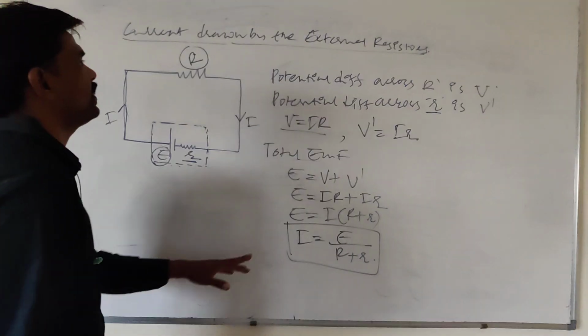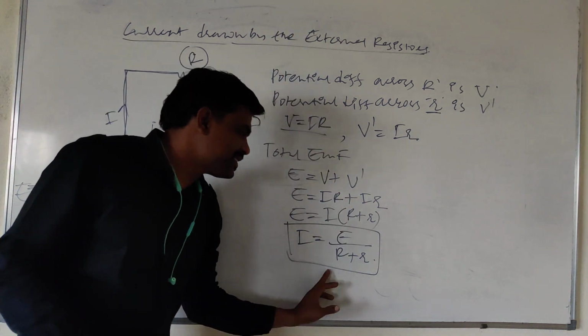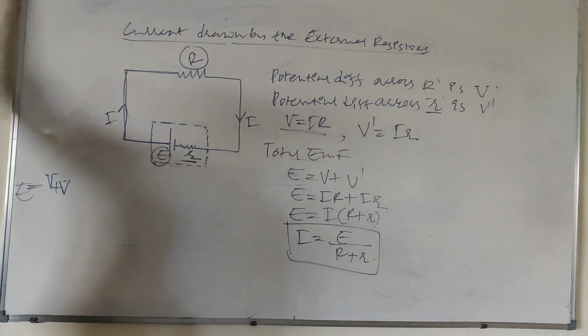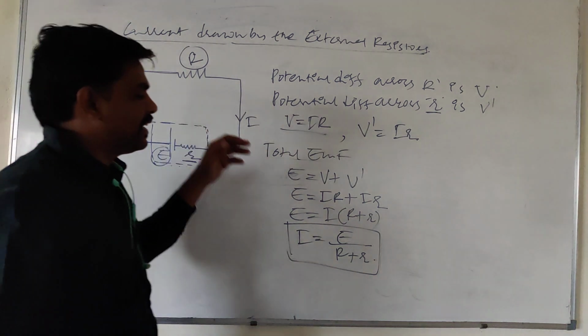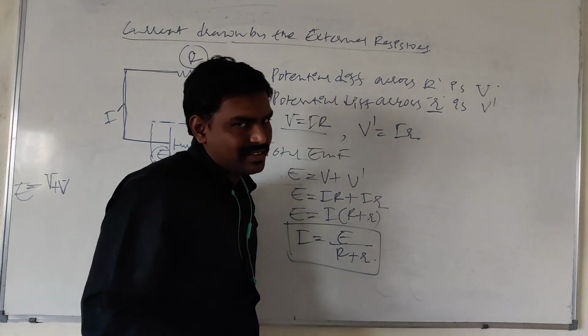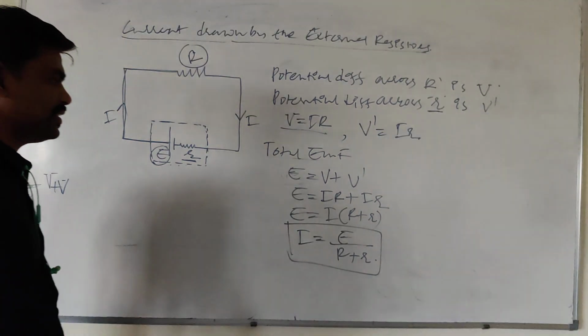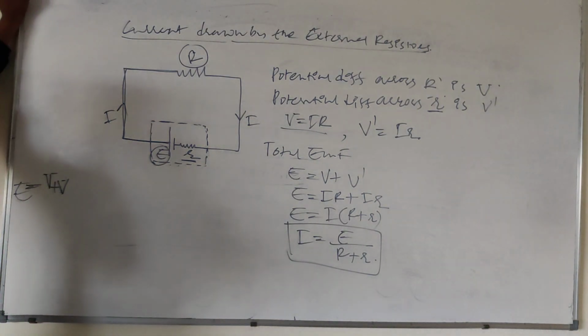So this is the current drawn from the external resistance. Where is the current drawn from? From the external resistance. Clear my point? You should know this, right?